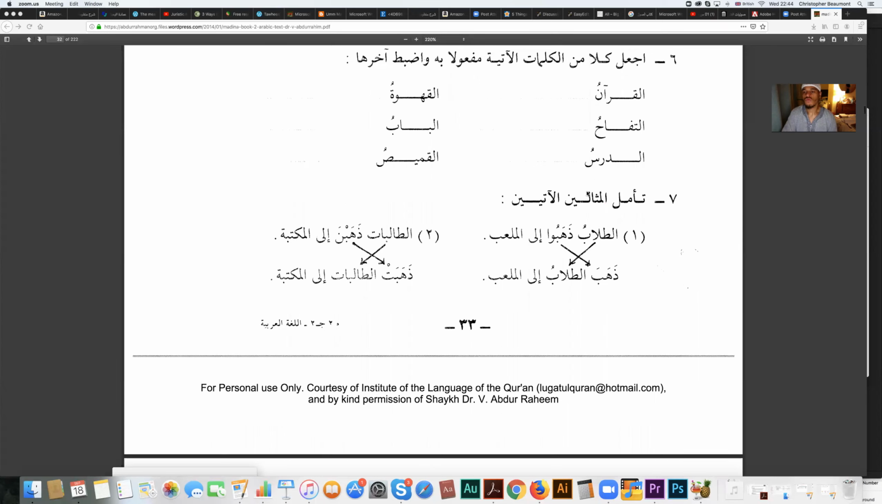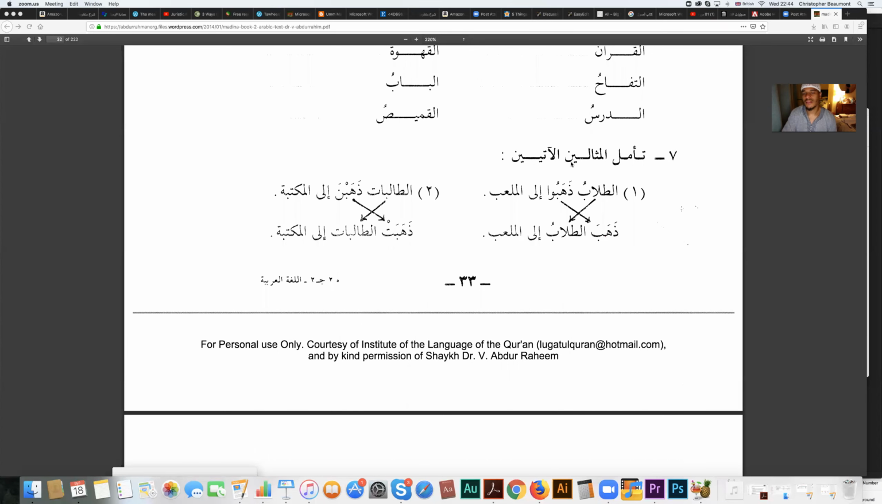Okay. Number 7, it says تأمل المثالين الآتيين. It just says this. You don't have to do anything here, guys. You just have to ponder over these sentences. Here it says الطلاب ذهبوا إلى الملعب. The students, they went, يعني the students went to the playground.